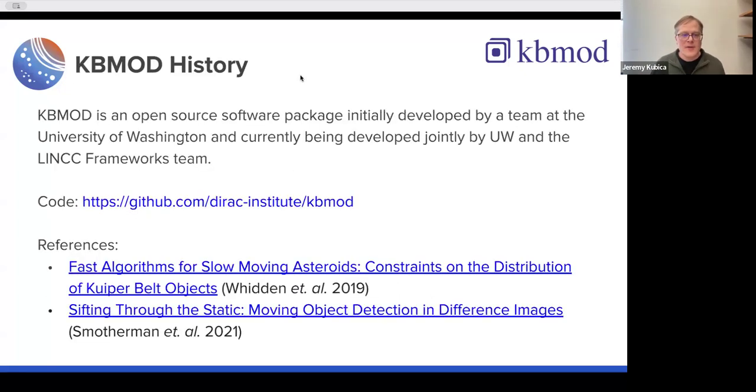All right, so KBMOD is an open source software package. It was initially developed by a team at the University of Washington, has recently been jointly developed by the LINCC Frameworks team and the same group at the University of Washington. Code is publicly available, and there's been several papers written about it, starting in 2019 and 2021. I'll reference these as we talk a little bit about the algorithm going forward.